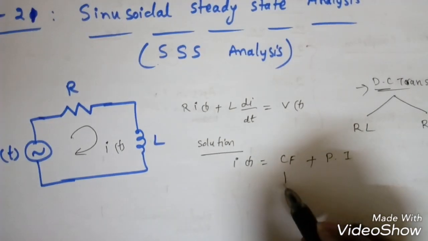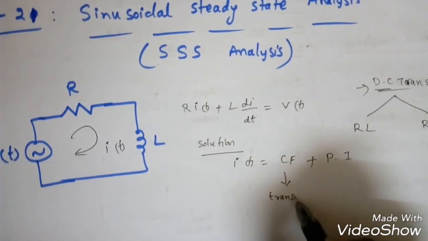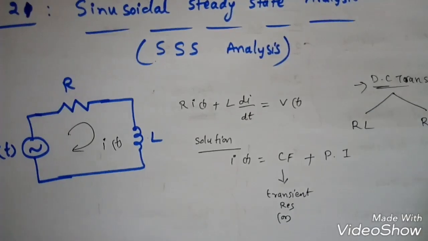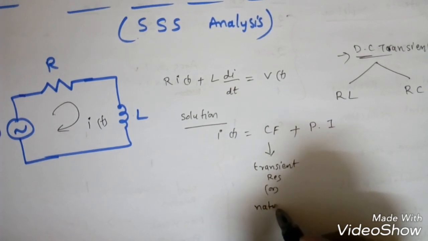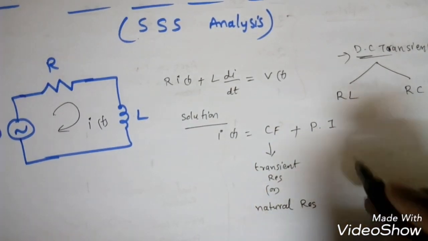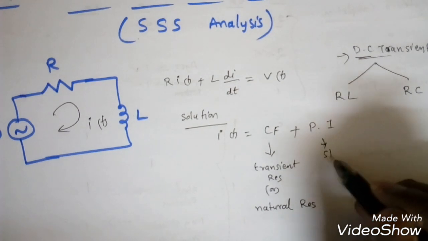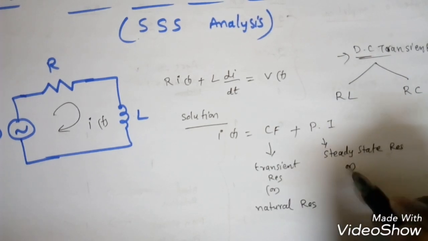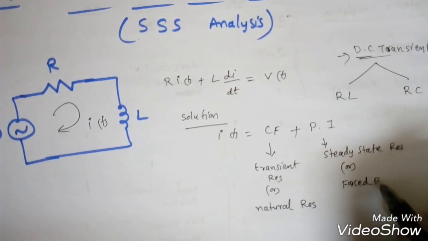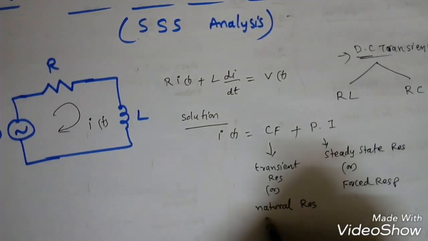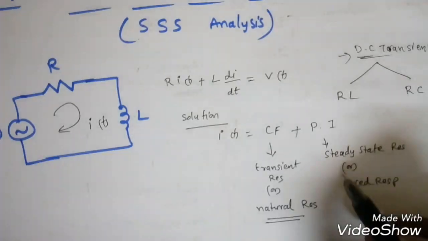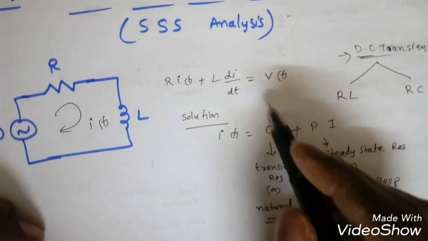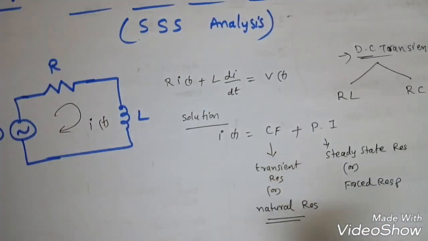Generally this complementary function is called the transient response, or we can say the natural response. Similarly, the particular integral is the steady state response, or forced response. The natural response generally comes from the DC sources and the steady state comes from the AC sources. To find the complementary solution and particular integral, we have to use different approaches.